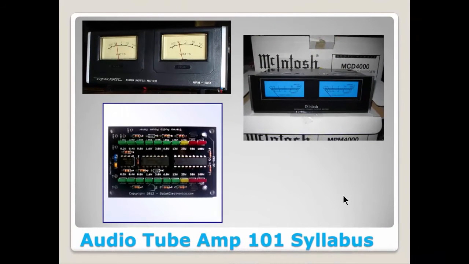Okay, there are power meters out there on the market. This left one was an older Realistic audio power meter, probably $100 or something. This one on the right's a McIntosh power output meter, probably $1,000 or more. And then over here is just a simple little circuit you could buy and build yourself. But you kind of get a sense here of what's going on.